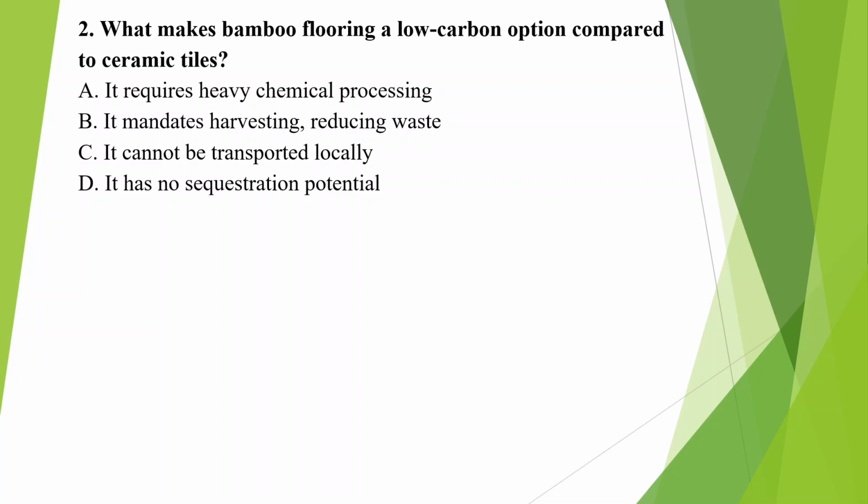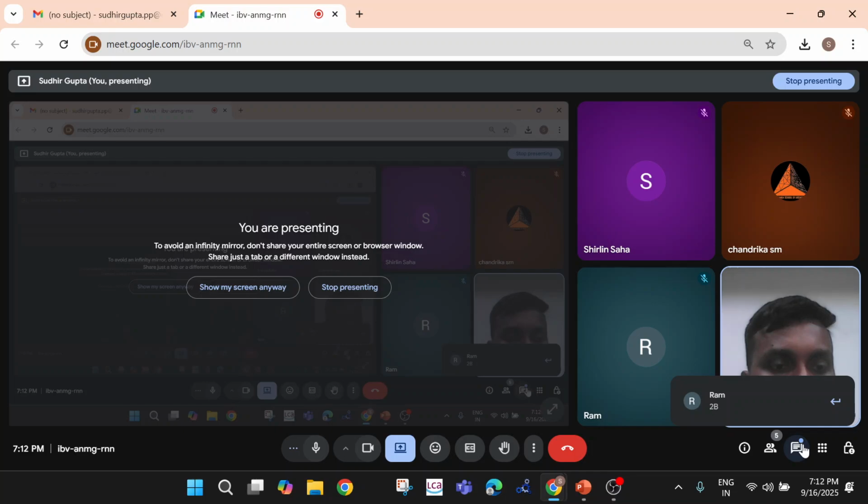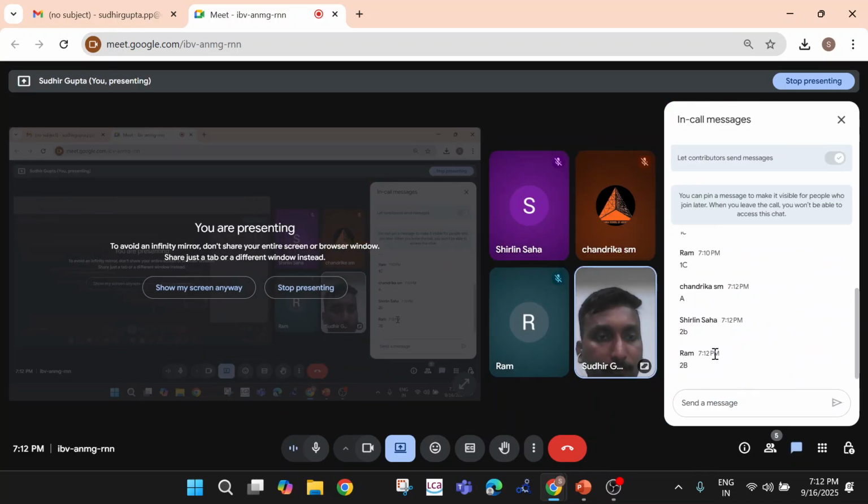Let's see who can answer the second question correctly. Read all the options carefully, because only one answer is correct out of the four options. Let me see how many of you have answered and then discuss it with you all. As I can see, for this particular question, Chandrika has answered A.